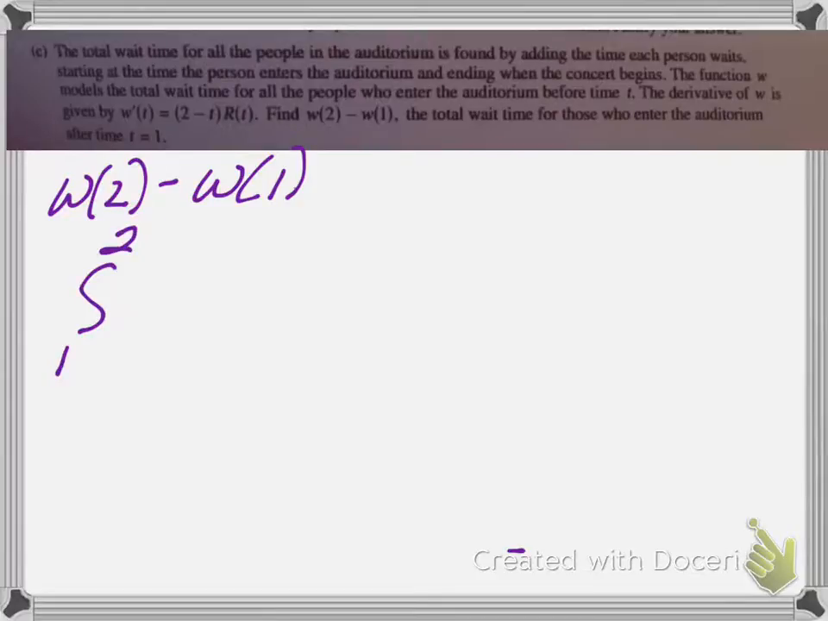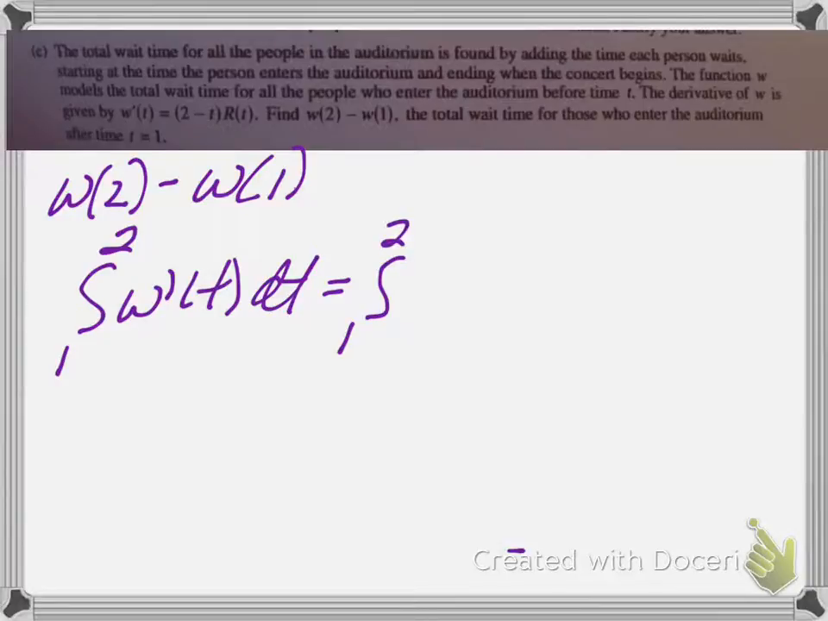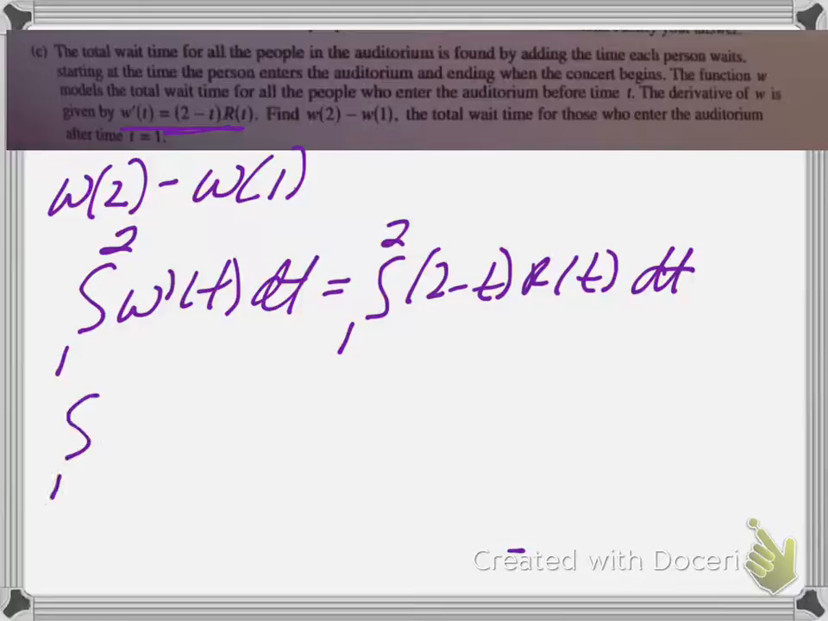Okay, so we need to find W of 2 minus W of 1. Basically we're looking for the integral from 1 to 2 of W prime of t dt. And W prime is this function they gave you right here. And we already have the function for r of t. So if you wanted, you could rewrite it like this.